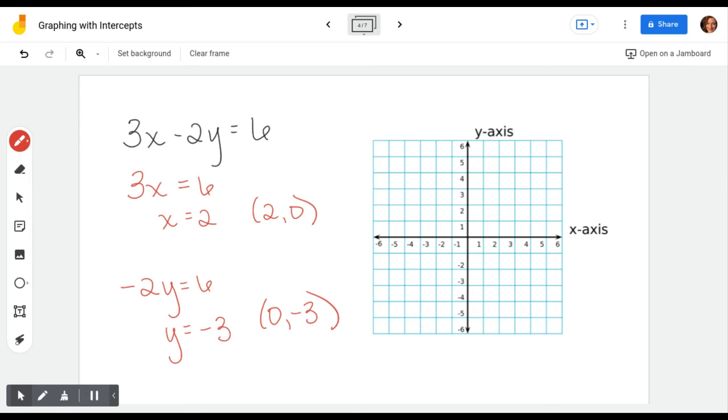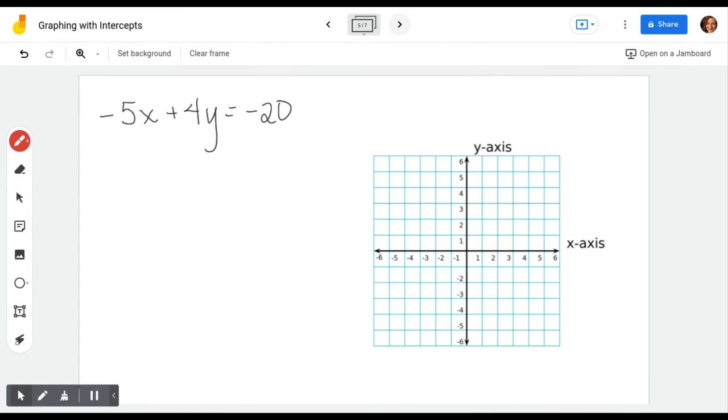And then for your graph, you just plot those points and then draw your line. So 2, 0 is right 2 and stay there. 0, negative 3, don't go right or left, just go down 3. And then you want to go through the points, past the points, put arrows on the ends.